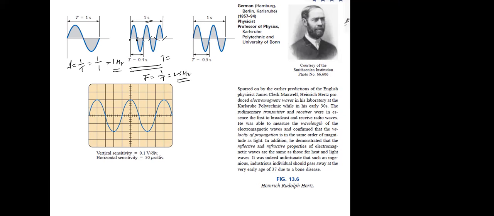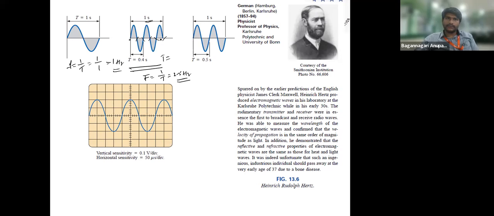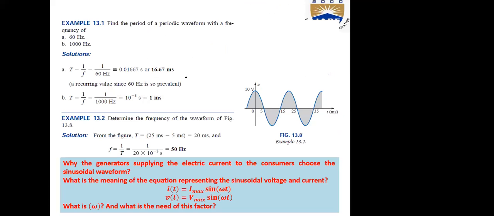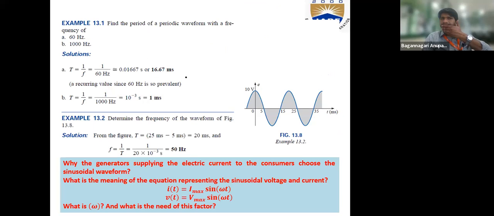Yes, sir. Frequency is the number of cycles per second. So I have 2.5 cycles per second here. That's it. Clear? So we have some examples we can determine. I will share the screen PPT with you. You just go through them, right?